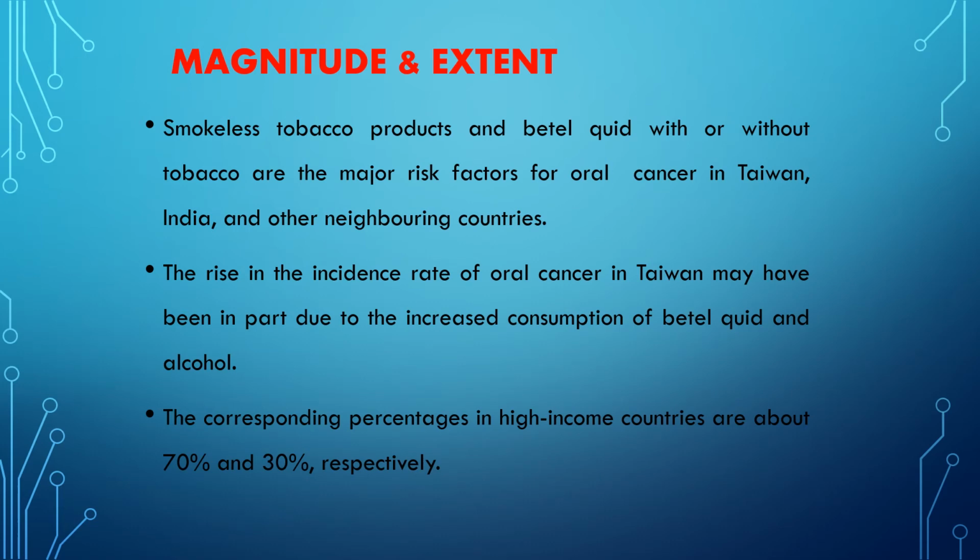Smokeless tobacco products and betel quid, with or without tobacco, are the major risk factors for oral cancer in Taiwan, India, and other neighboring countries. The rise in the incidence rate of oral cancer in Taiwan may have been in part due to the increased consumption of betel quid and alcohol. The corresponding percentage in high-income countries are about 70% and 30% respectively.